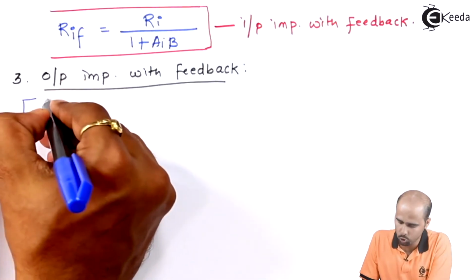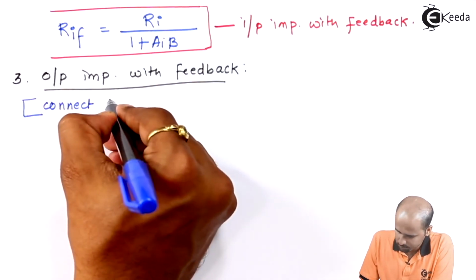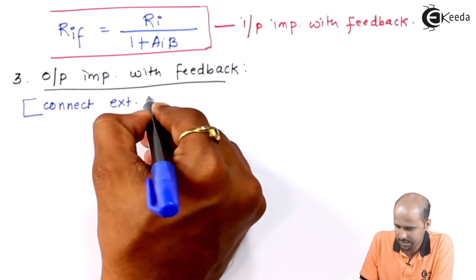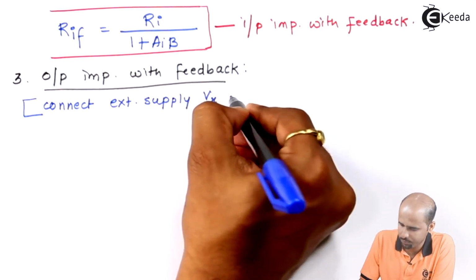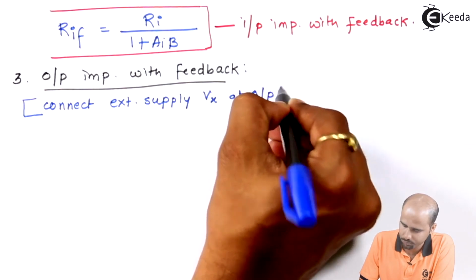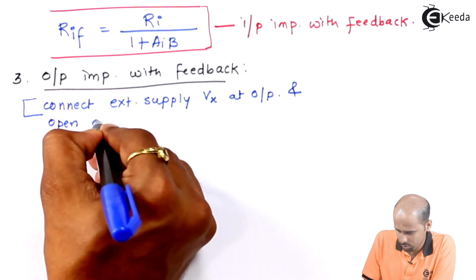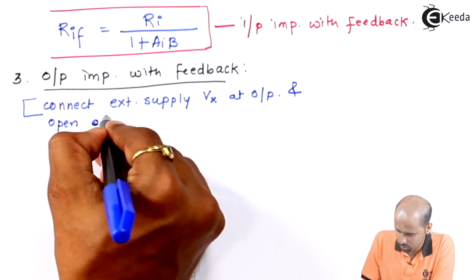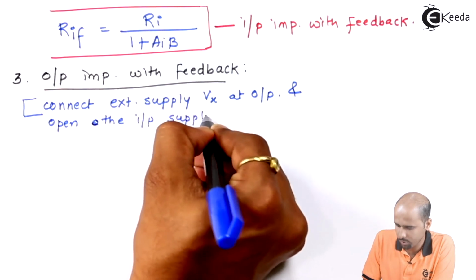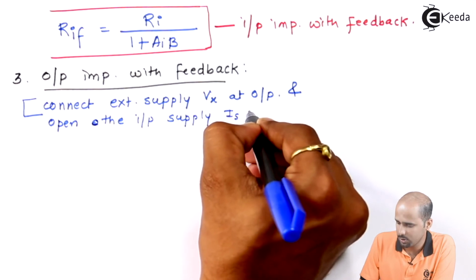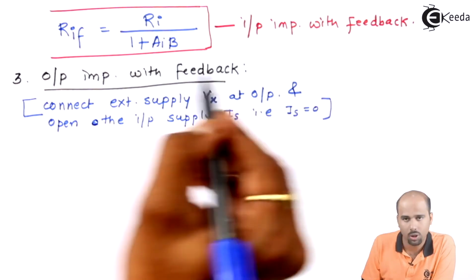So what I have to do? I'll have to write: connect external supply Vx at output and open the input supply IS, that is IS is equal to 0, right?